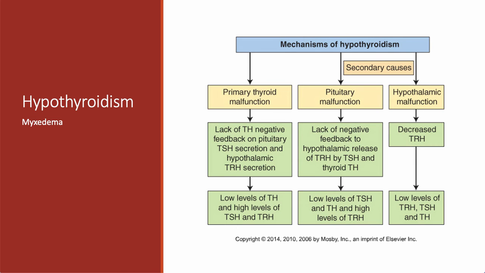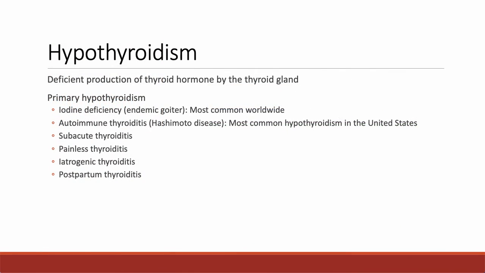So hypothyroidism, when it's extreme, we call it myxedema. And when it's super extreme, we call it myxedema coma. And the mechanisms are shown here. You can figure those out based on what you know now about thyroid disease.